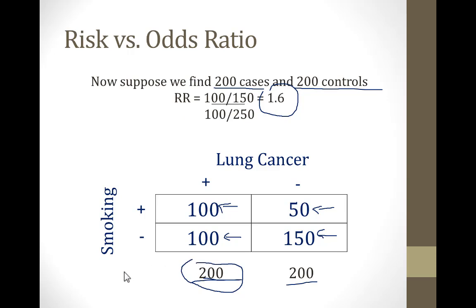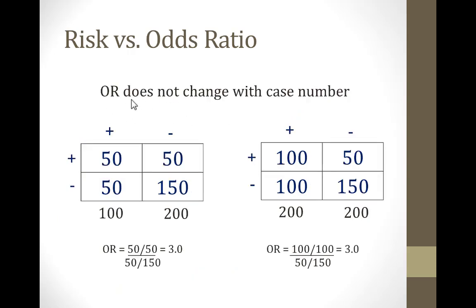And this is why the risk ratio is not valid for case control studies, because it will vary depending on how many cases of disease you identify for your study. The odds ratio, on the other hand, does not change with the case number. So let's look here on the left side of the screen. This is where I found 100 cases of lung cancer, and they're split up 50-50. And the 200 controls are split up 50 and 150.